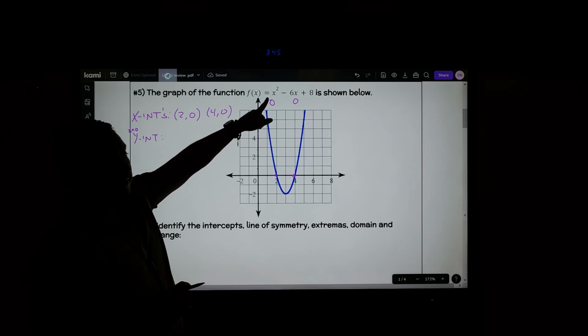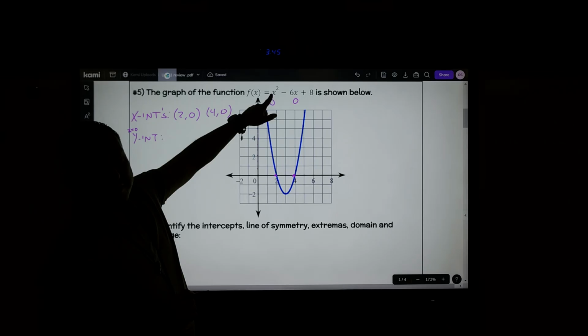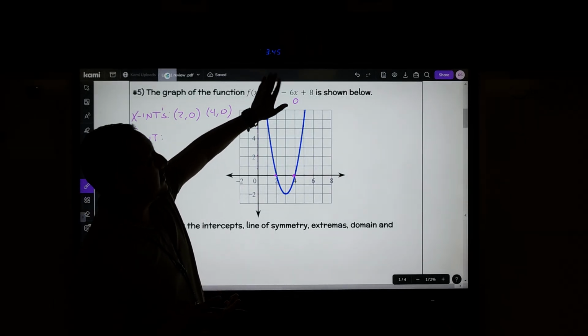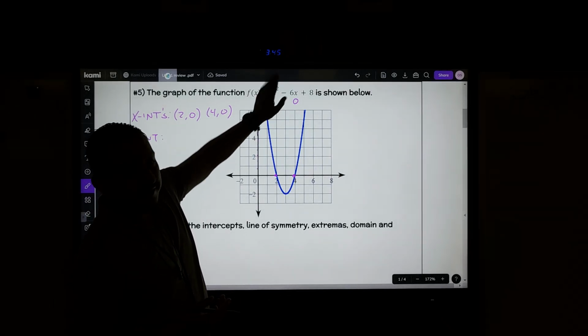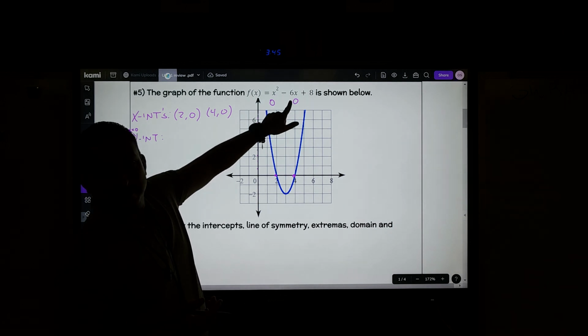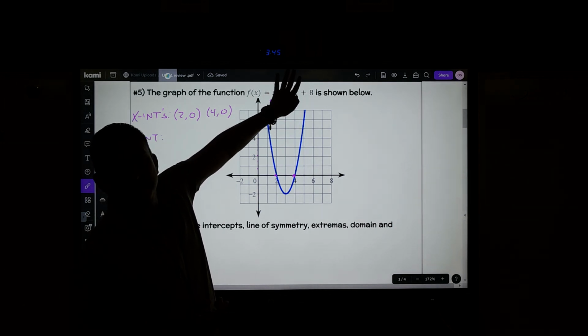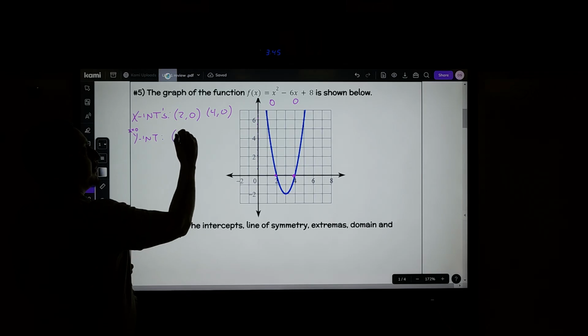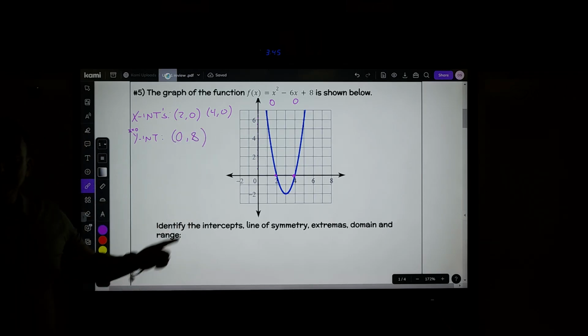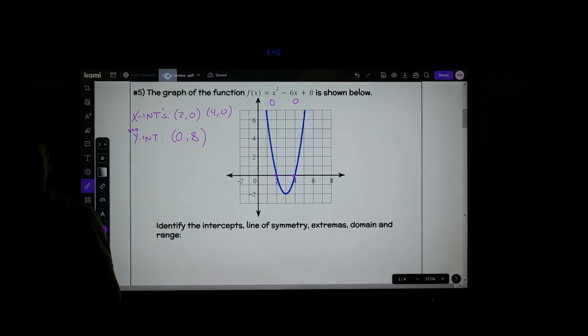What's 0 squared? 0, 0 times 0, 0. What's 6 times 0? What's 0 minus 0? Only numbers left. There's your y-intercept. Which this graph is kind of deceiving. It doesn't look like it's going to touch at 8, but it does.